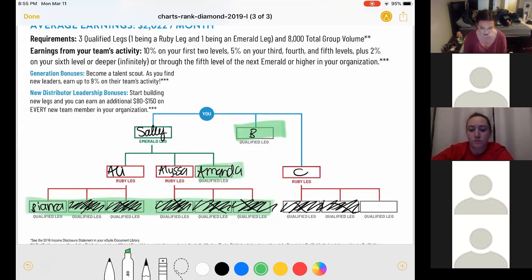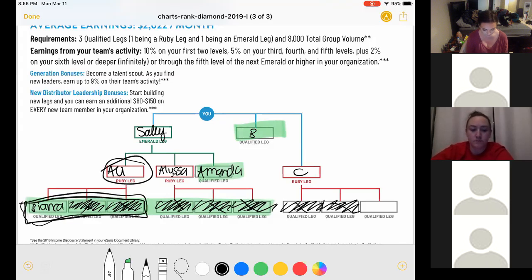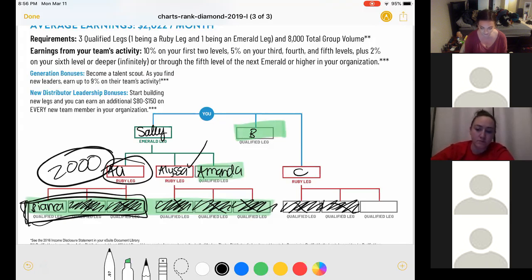Amanda's done. Now, remember, Allie here, for her to go Ruby, even though all 3 of these have the 400, Allie still needs 2,000. So make sure that Allie here has 2,000. Alyssa, her team's killing it. She's already got 2,000, so that's done, okay? Amanda's done. For Sally here to be an Emerald, she needs that 5,000 volume, okay?